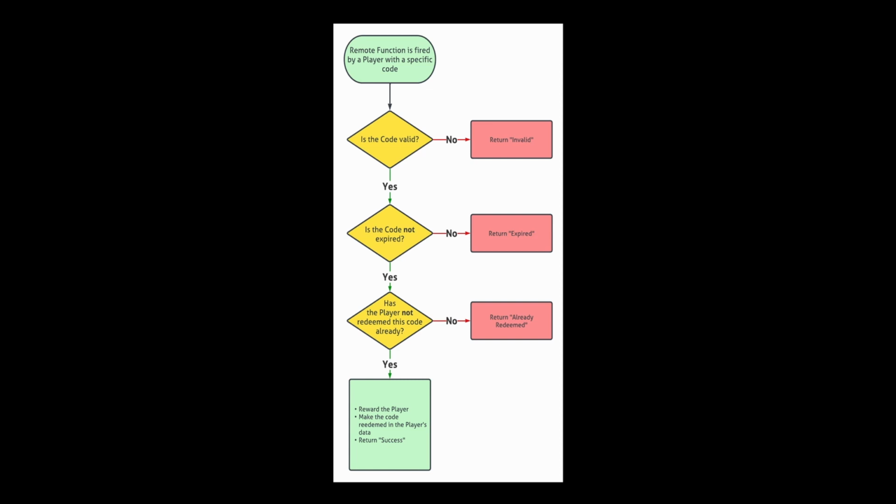What we want to do is check if the code is actually valid. If it's not valid, then we want to return a string that says invalid. If the code is valid, then we want to check if it's expired. If it is expired, then we want to return expired.